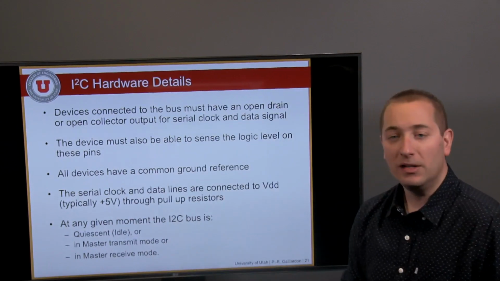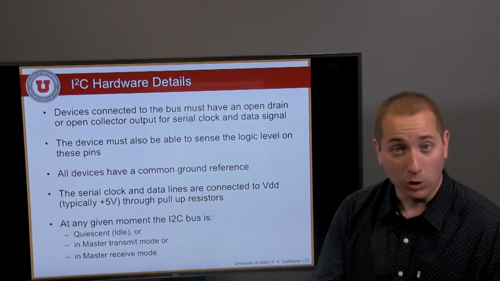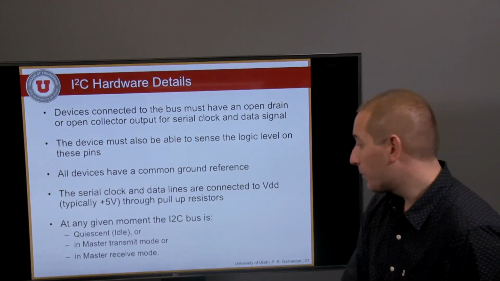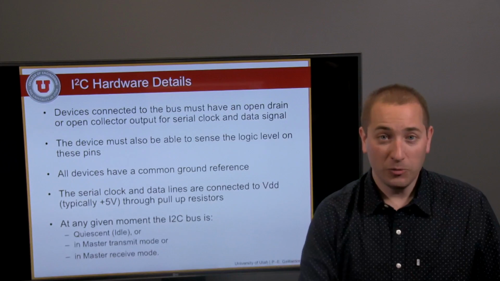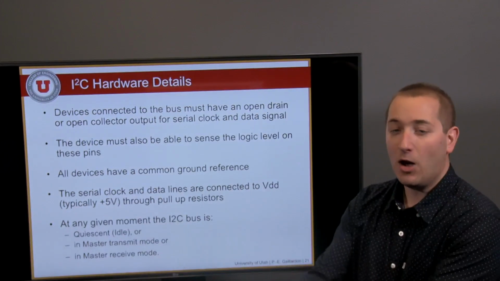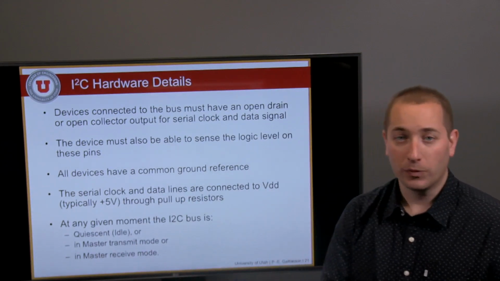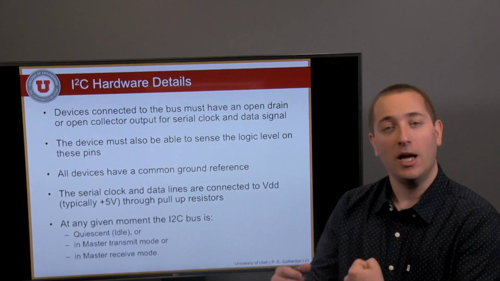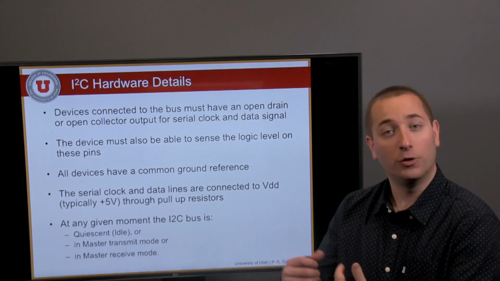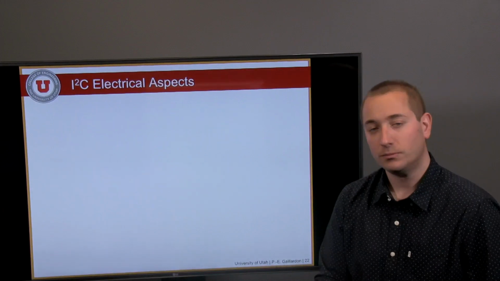At any given moment, the I2C bus will then be able to be in one of three modes: idle, nobody is talking on the bus; a master transmit mode, a master has taken control of the bus and is now sending data on this bus; or a master receive mode, the master has initiated a communication and now it released the bus for the slave to provide some answer, to send back information to the master.